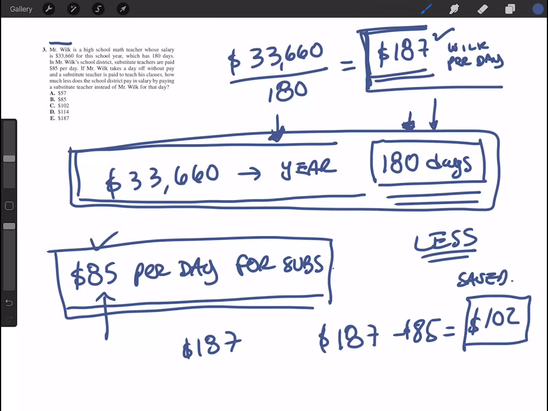It's important always to read the questions because you need to understand what exactly they're asking for. And because it says here, how much less does the school district pay because it hired a sub instead of paying for Mr. Wilk, then this is the operation that you would need to do. And therefore, choice C is the correct answer. Now let's see how this is solved using the TI.